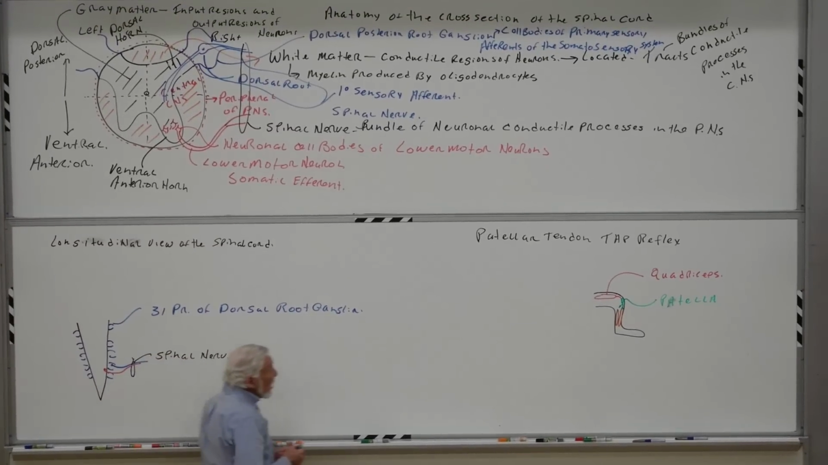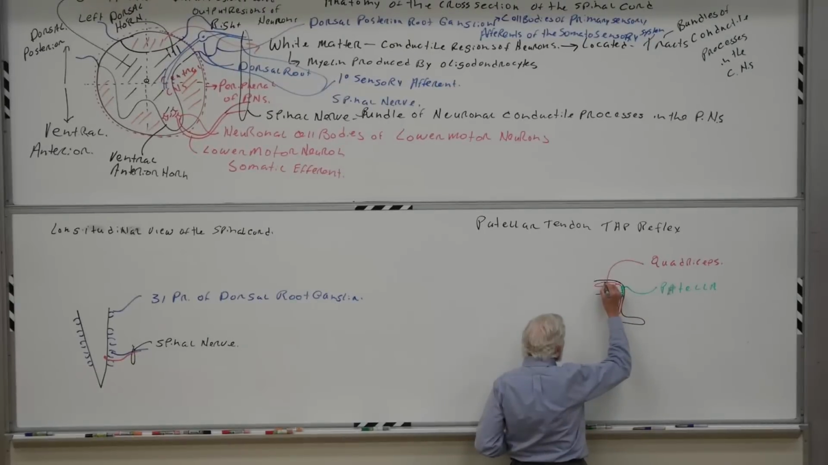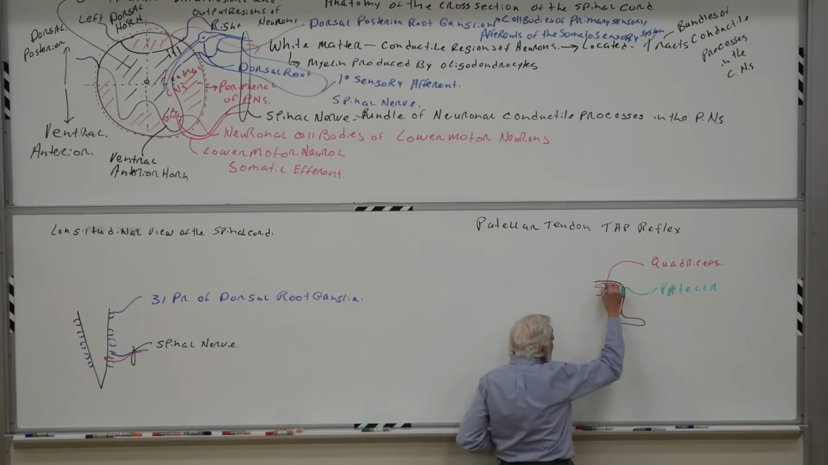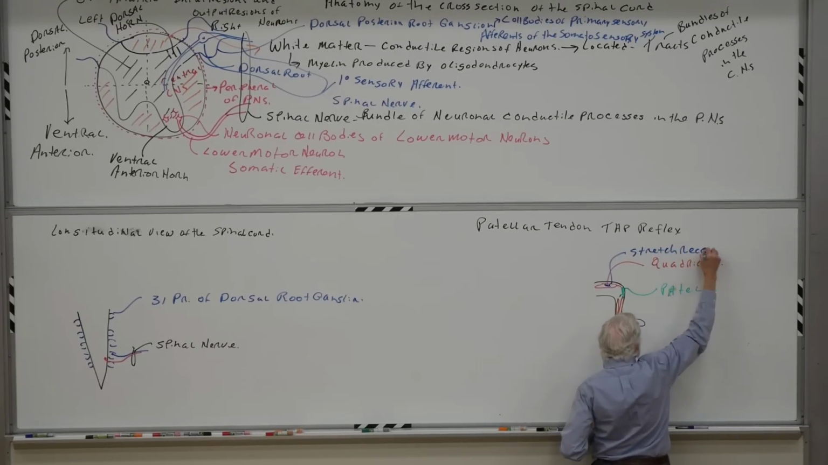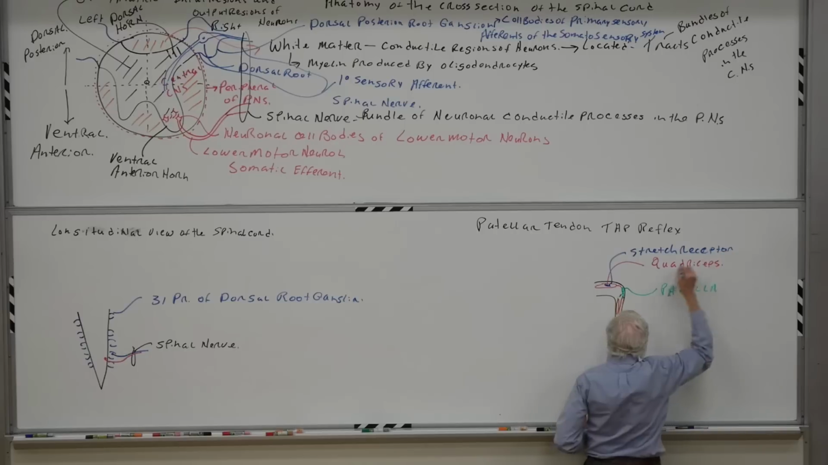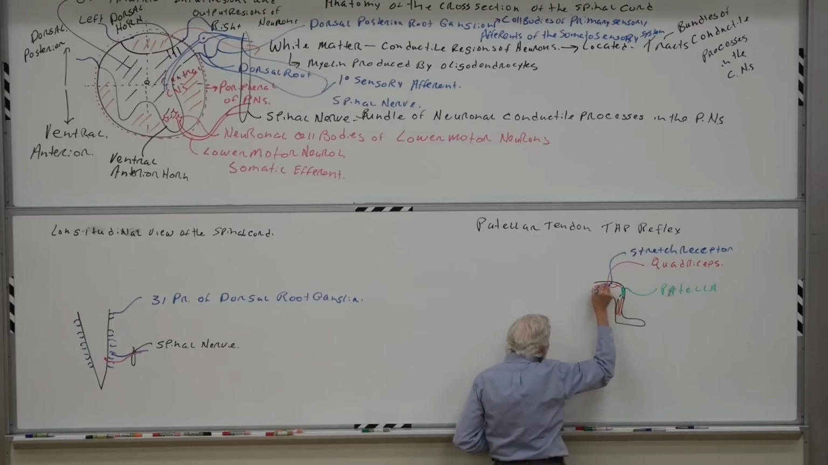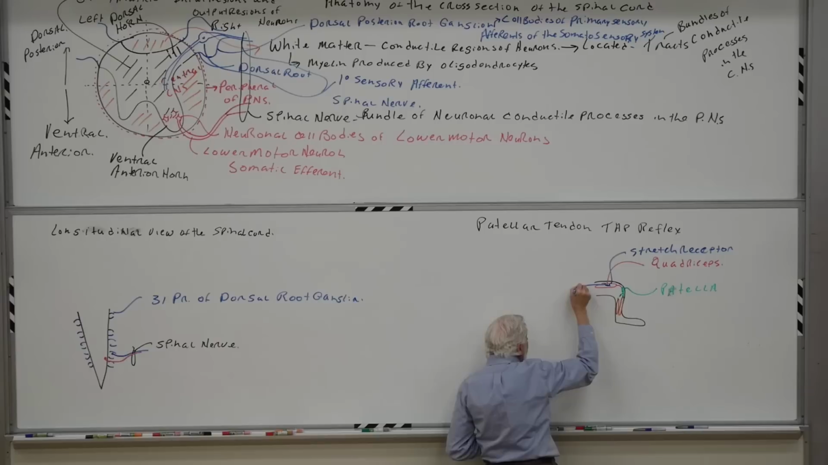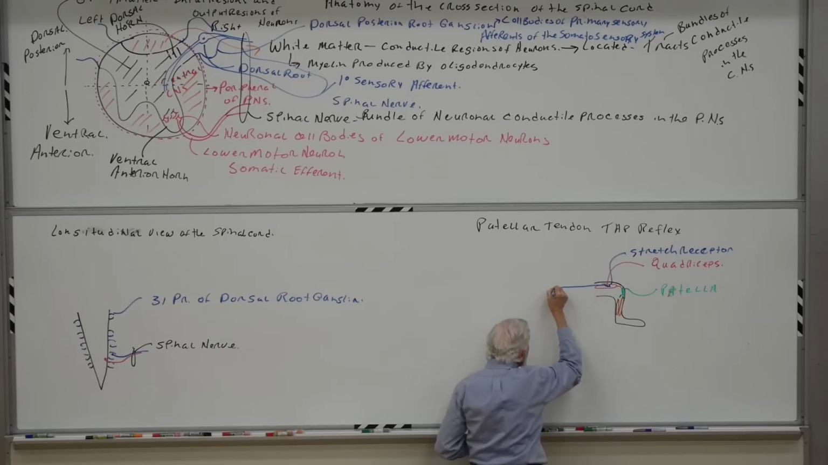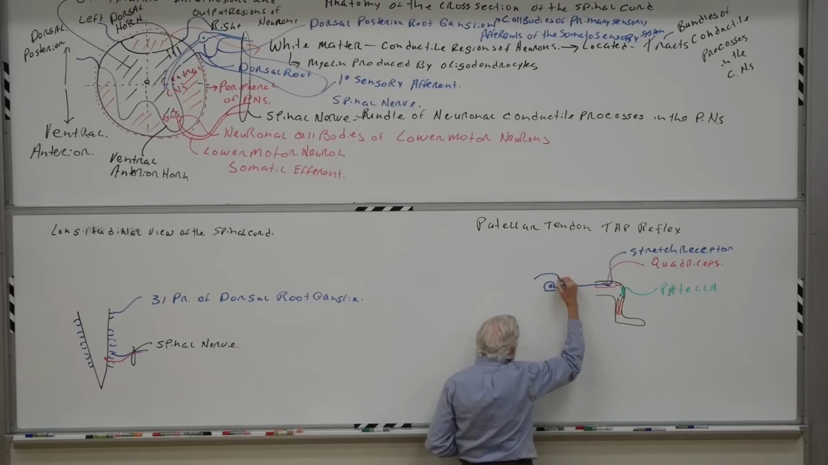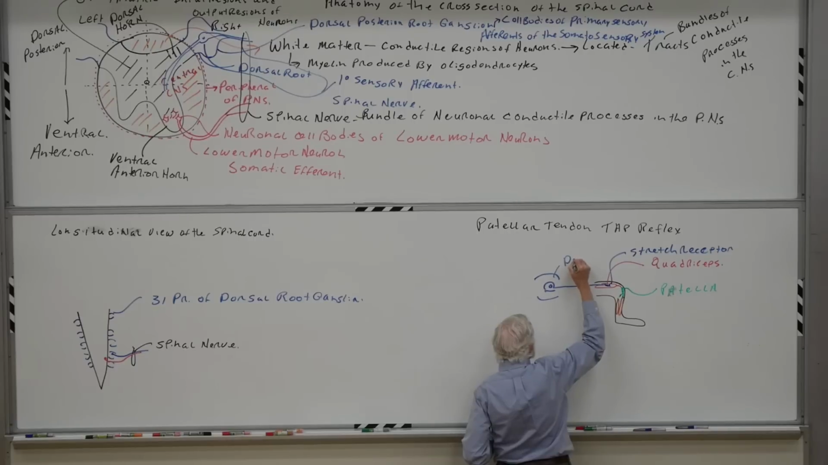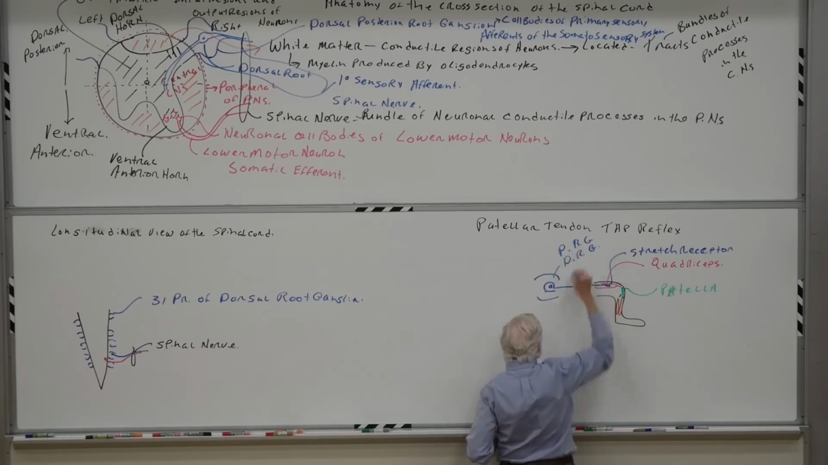In blue is the input region here of the primary sensory afferent. This is the stretch receptor. This stretch receptor then extends into the neuron, the conductor region of the neuron. And then here's the neuronal cell body. The neuronal cell body is located in the dorsal root ganglion, also known as the posterior root ganglion.